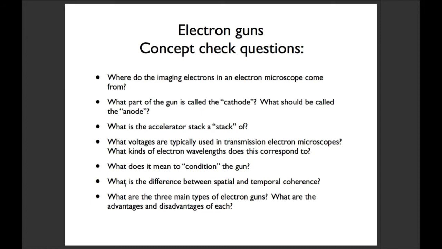Three main types of guns: a FEG, a field emission gun, a LaB6 crystal, and a tungsten filament. A tungsten filament and a LaB6 are pretty much always going to be on your lower end scopes, and they are cheaper to operate but less stable. Conversely, a FEG is more stable and has higher coherence.